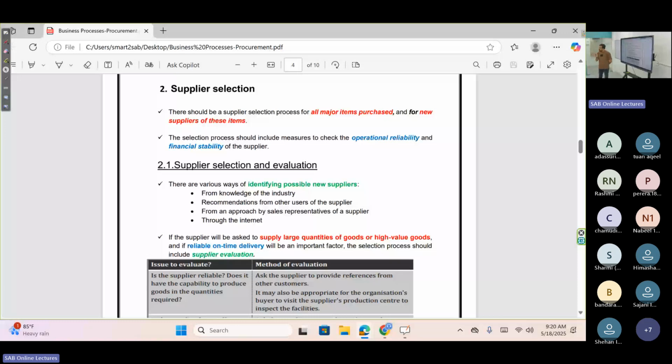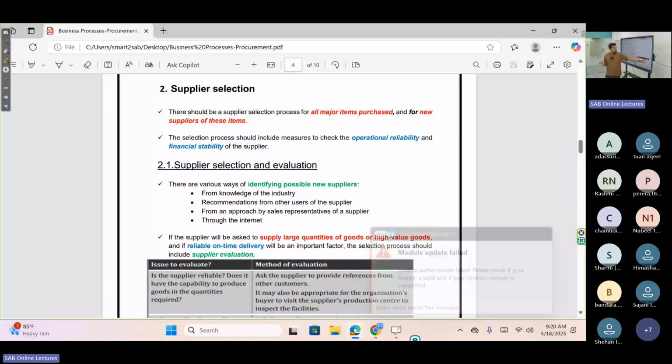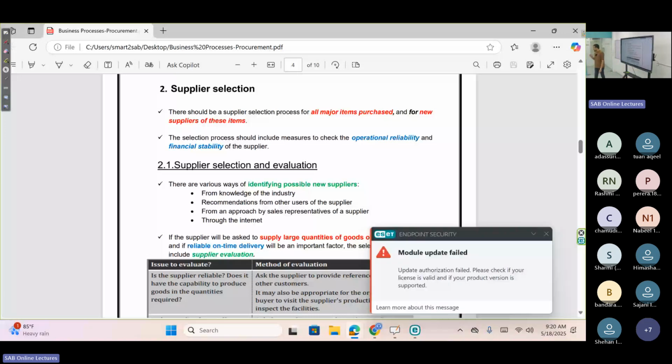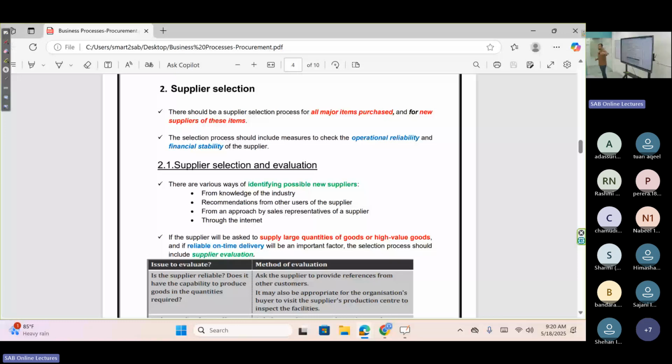These two things you must consider before selecting the supplier. Operational reliability means he should send quality products whenever you require. On the other hand, financial stability means he should be a financially stable person, because you should not be bankrupt very soon. Then only you can continue your business without any interruption. Okay, going concern. Basically, going concern.